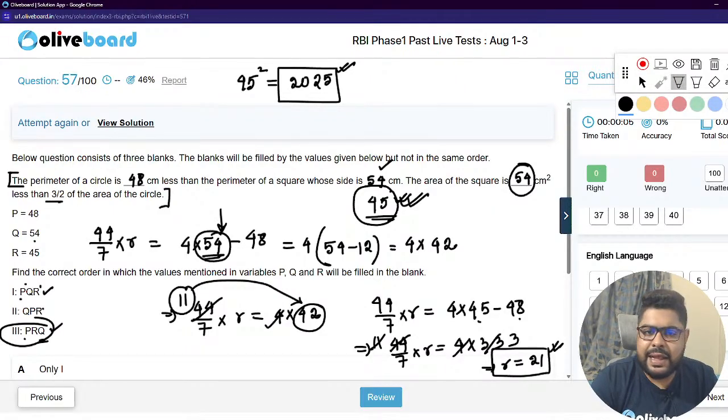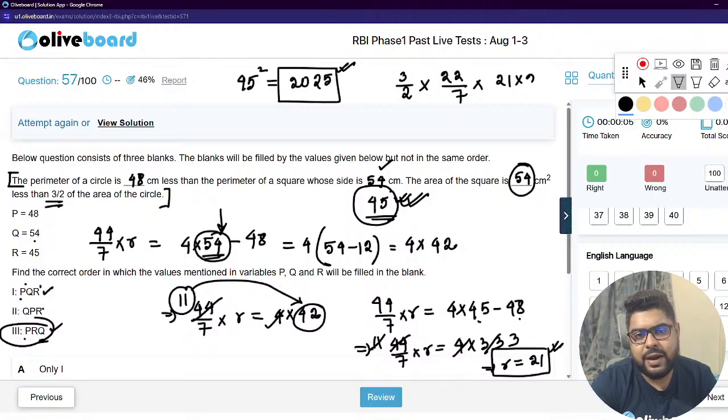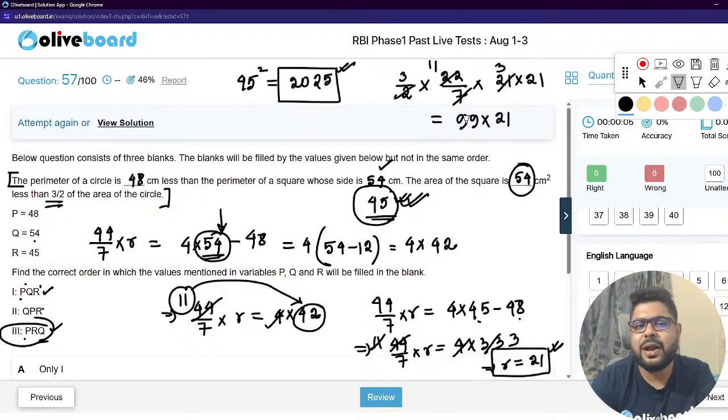The area of the square, 2025 centimeter square, is less than 3 by 2 of the area of the circle. Area of the circle is 22 by 7 into R square. R square means 21 into 21. So this is 11. So 9 into 11, it is 99. 99 into 21. You can calculate, say 2100 minus 21.